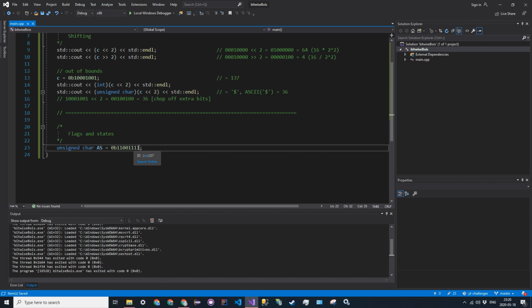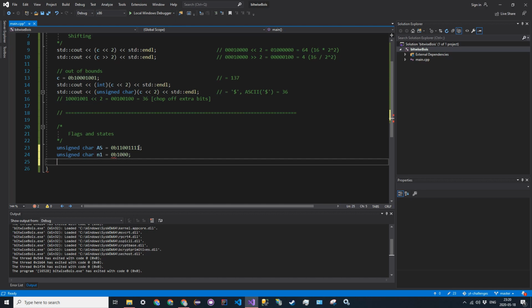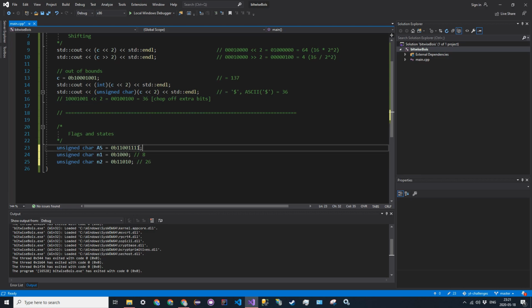And then I'm also going to have 2 placeholder variables. N1 is equal to 0B1000, which is 8, and unsigned char N2 is equal to 0B110010, just like that. So that is 8, or not 7, 8. This is equal to 26, and this is equal to 207.